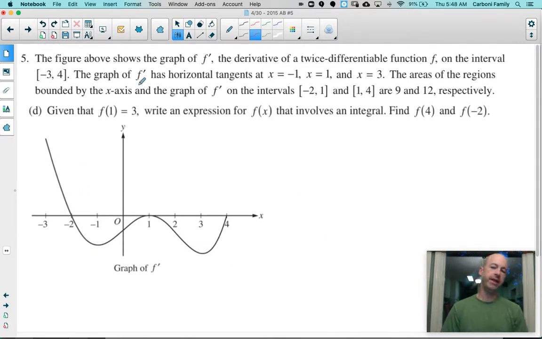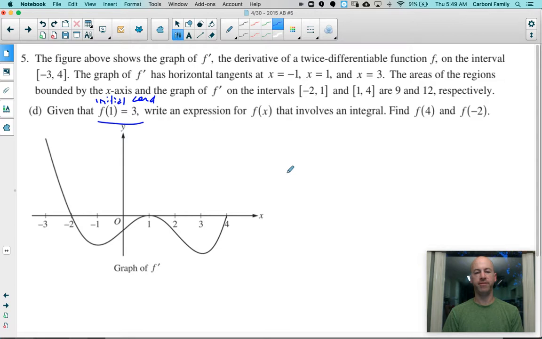Part D, given that f of 1 is 3, write an expression for f of x that involves an integral, then find f of 4 and f of -2. This question, I think it's going to be easier to explain the first question if we go ahead and find f of 4 and f of -2. Now we are given some initial condition, and we are given the derivative of f.